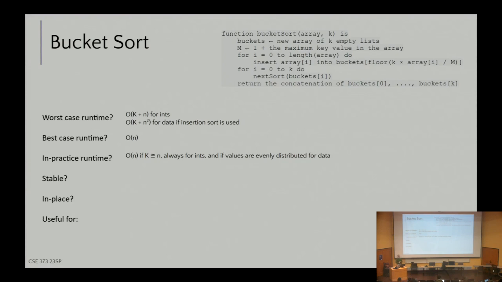Now, in practice runtime, we do generally consider bucket sort to have a linear runtime as long as k is about the same size as n. If k is much, much larger than n, then we get into some weird territory. So if you have values within a set range that you know, and those values are ints, use bucket sort.